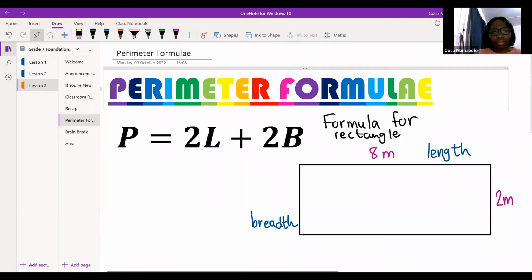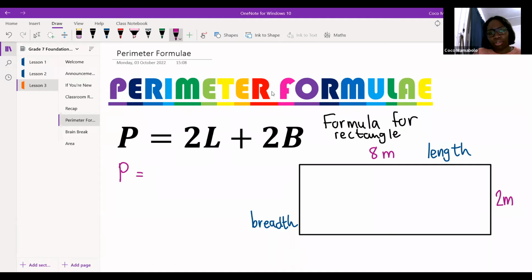Okay. Hi, Guguletu. Hi, ma'am. What am I going to write? I'm going to start and go P is equal to? P is equal to 2 times 8 centimeters. Good. Follow the formula. Plus 2 times 2 centimeters. Excellent.